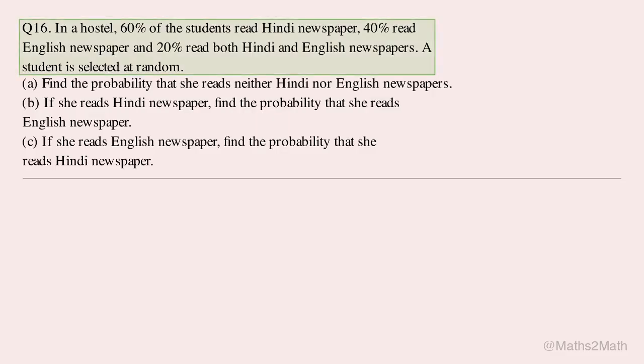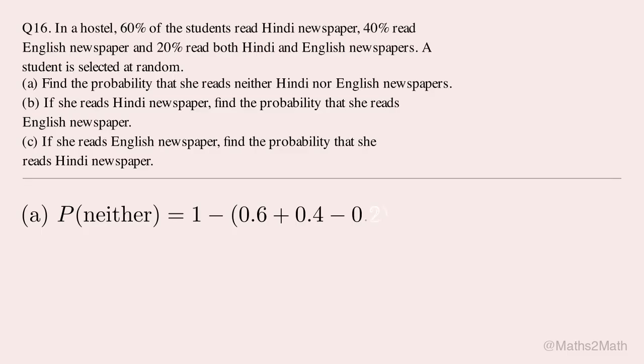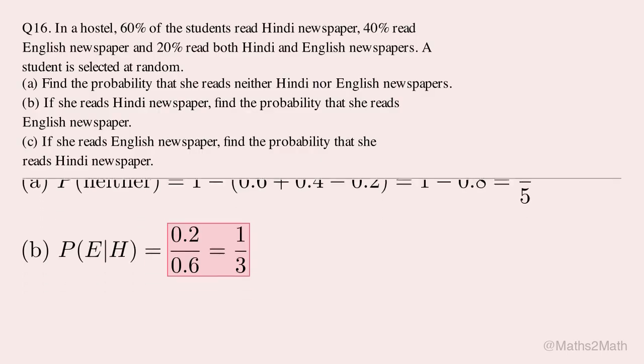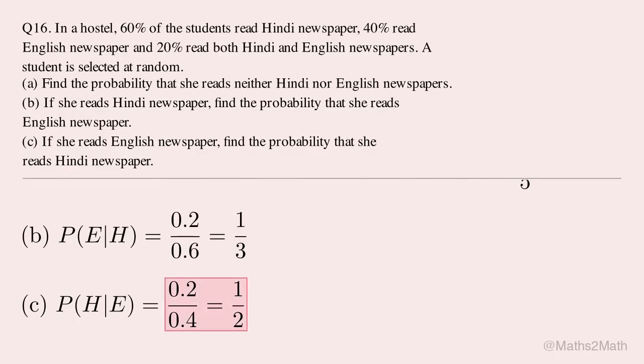Question 16. Newspapers as events, H at 0.6, E at 0.4, both at 0.2. Part A is a complement, B and C are conditionals. Part A. The union is 0.6 plus 0.4 minus 0.2, 0.8, so neither has probability 0.2, 1/5. Part B, English given Hindi, 0.2/0.6, 1/3. Part C, Hindi given English, 0.2/0.4, 1/2.